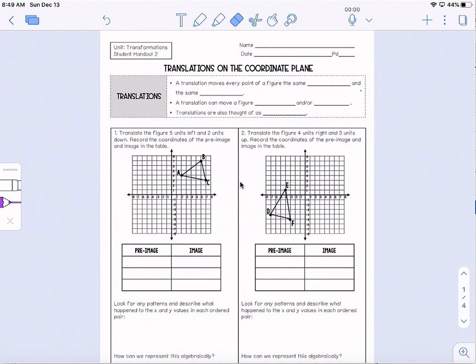Okay, today I'm going to be going over translations on the coordinate plane. A translation takes a figure and moves every point of the figure the same direction and the same distance. A translation can move a figure up and down and/or left and right. So it can move it horizontally and vertically.